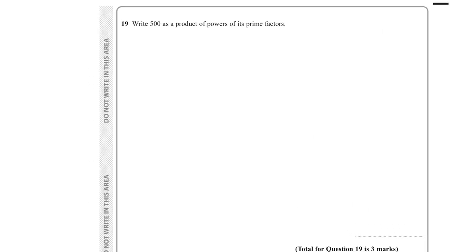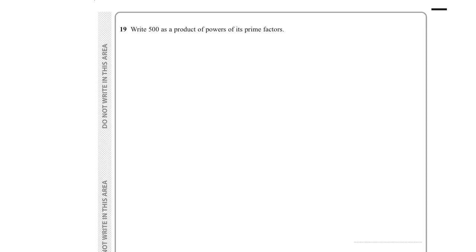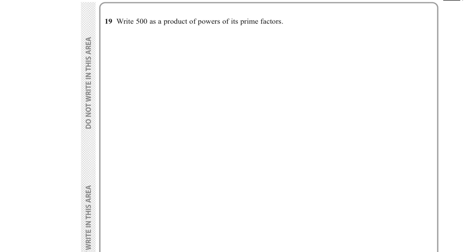We can do this. Write the number as a product of powers of its prime factors. A lot of words. All it's asking for is a prime factor tree. Now, I always say, if you want to start with your primes and you don't know what number to start with, some primes are 2, 3, 5, 7. They're good ones to start with. I just always go for 2. If in doubt, just do 2.